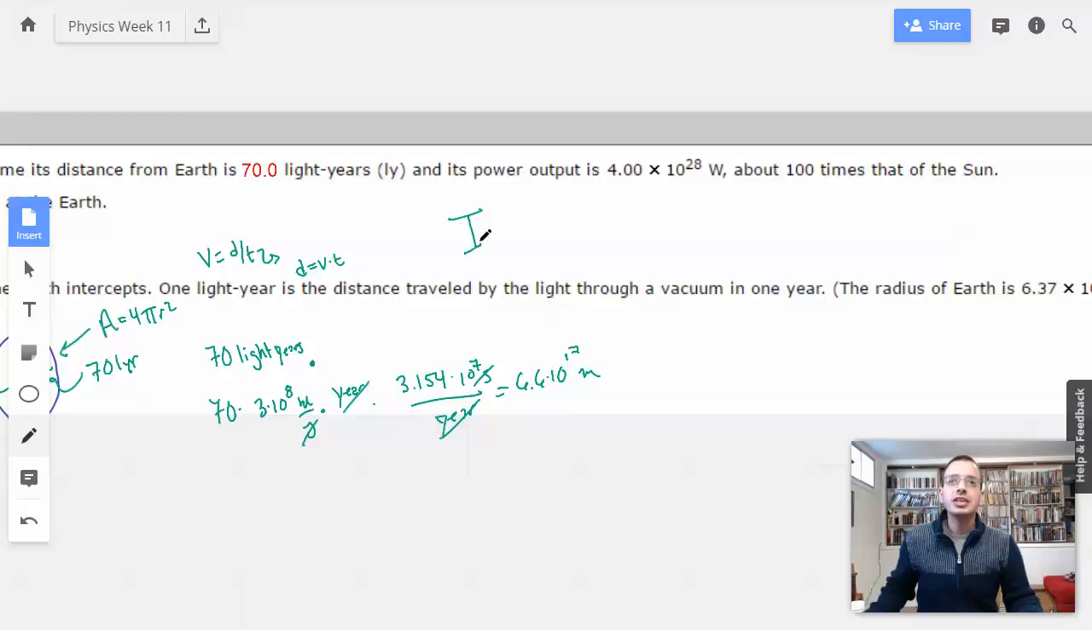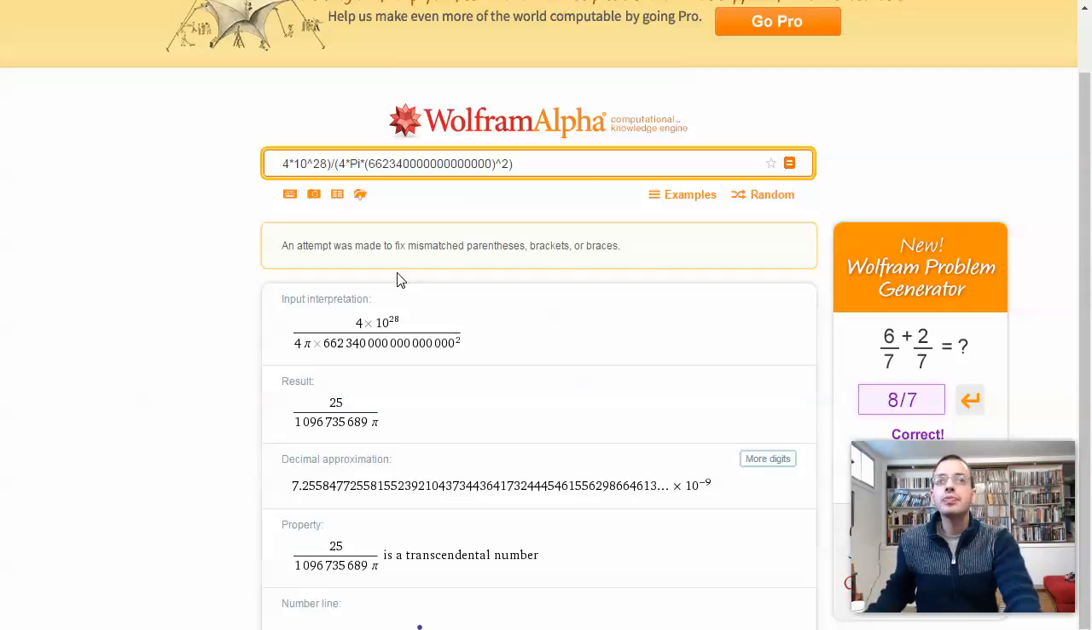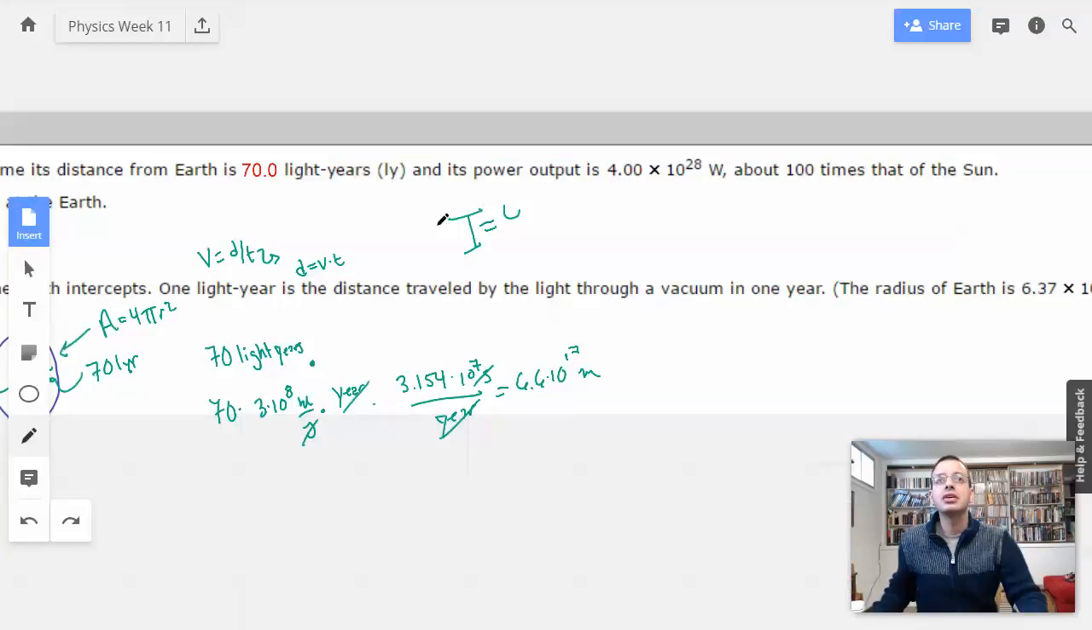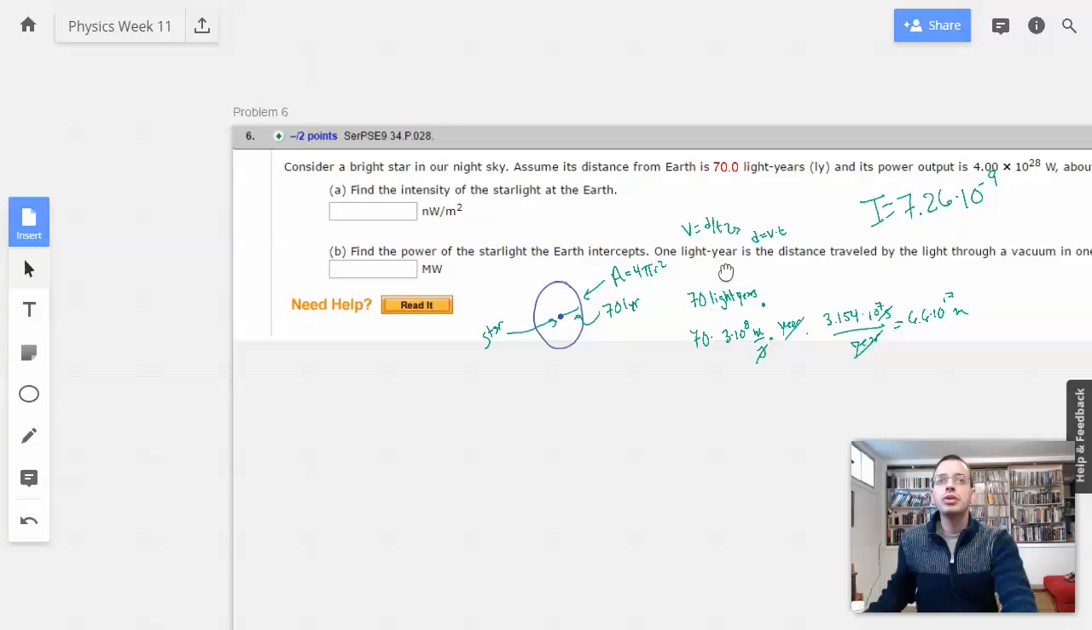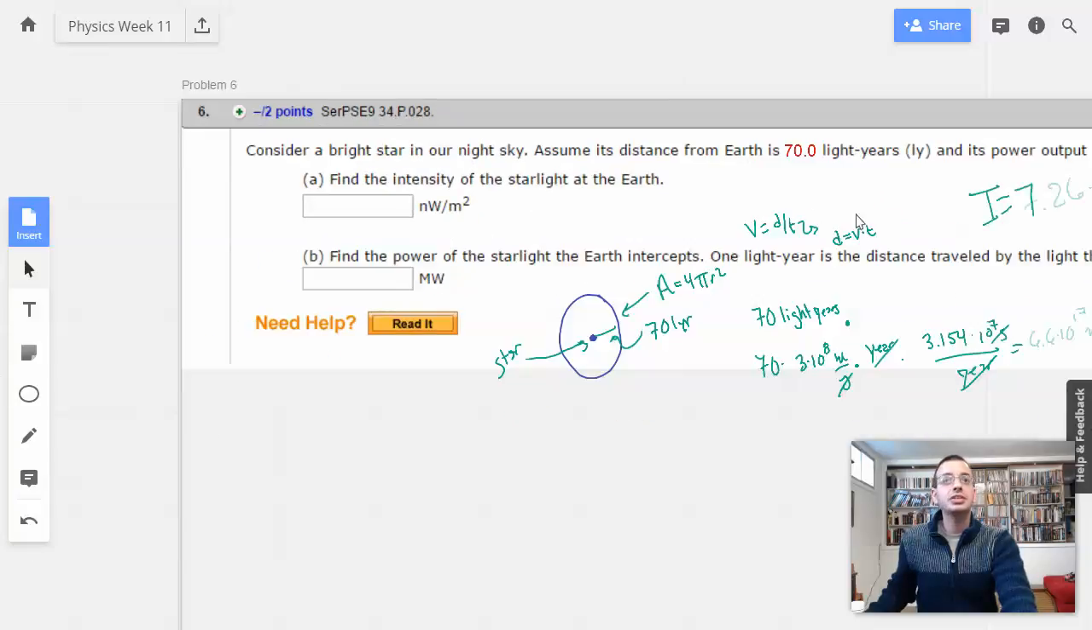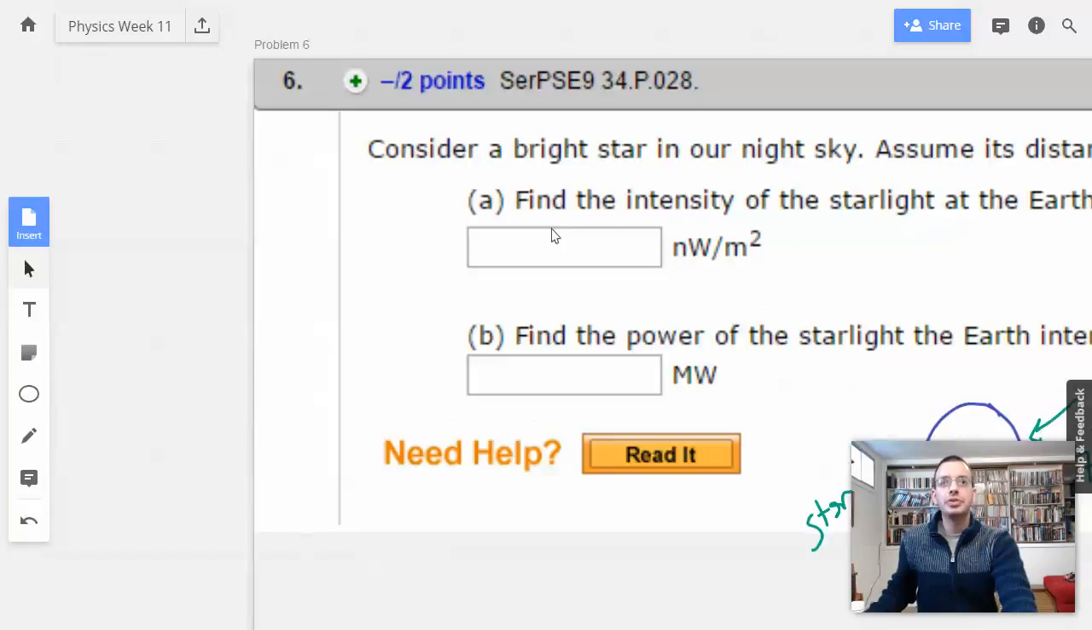So intensity equals 7.26 times 10 to the negative 9th. And do they want it in nano? They did. Actually, that worked out well. So it was 7.26.